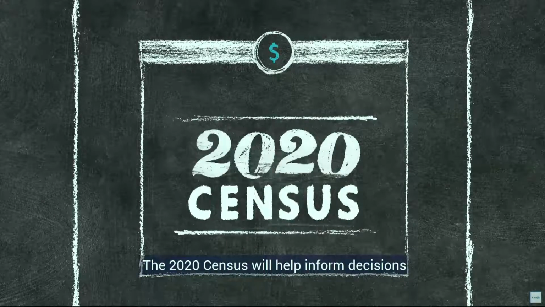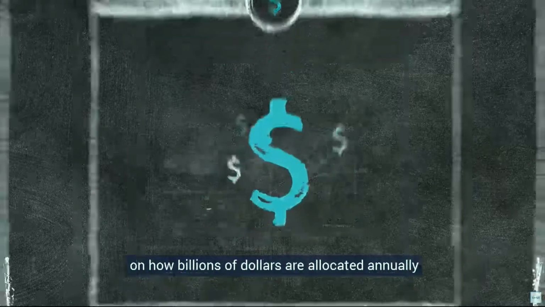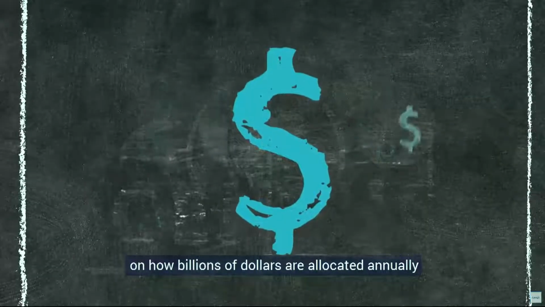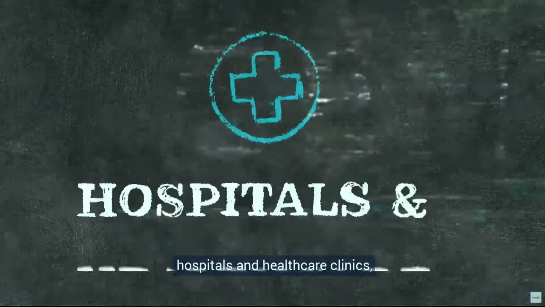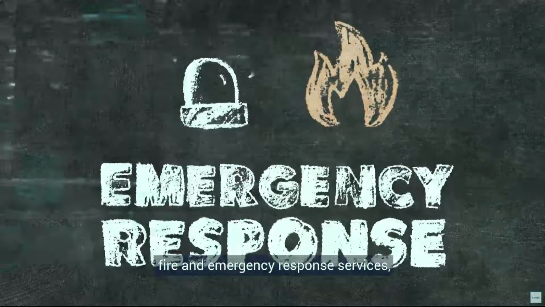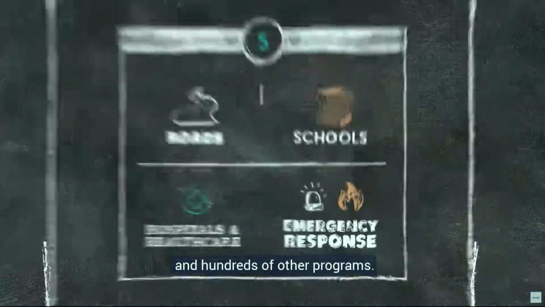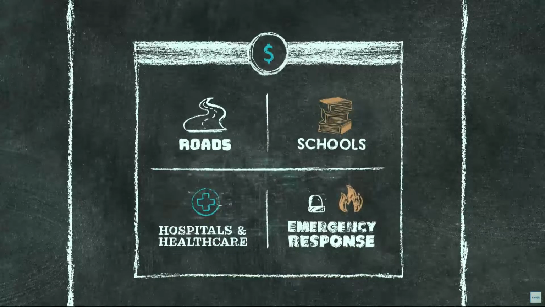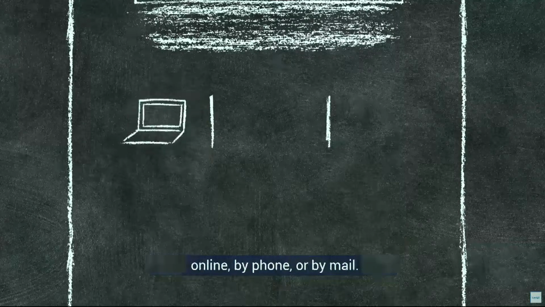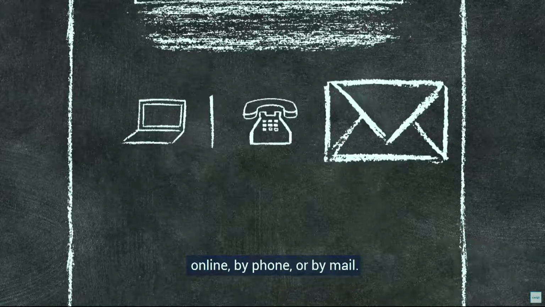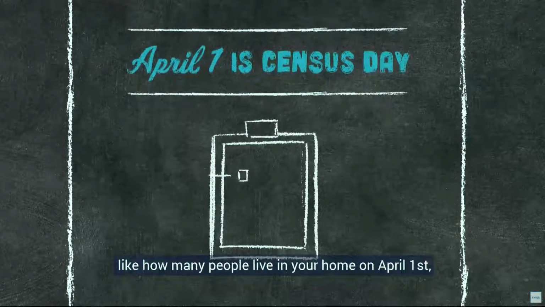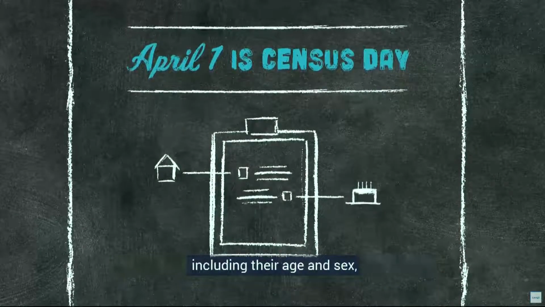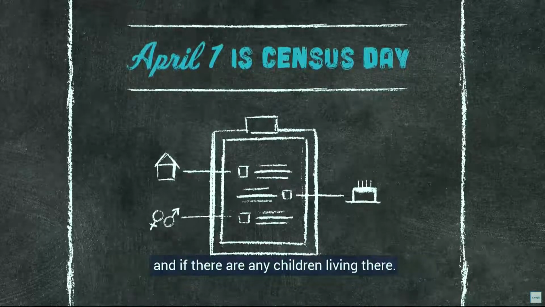The 2020 census will help inform decisions on how billions of dollars are allocated annually for critical public services like roads, schools, hospitals and healthcare clinics, fire and emergency response services, and hundreds of other programs. In 2020, for the first time, you'll be able to complete the census online, by phone, or by mail. It asks a few simple questions, like how many people live in your home on April 1st, including their age and sex, and if there are any children living there.